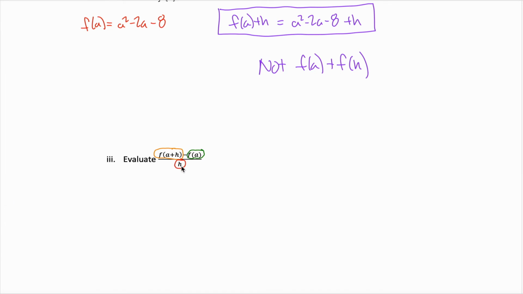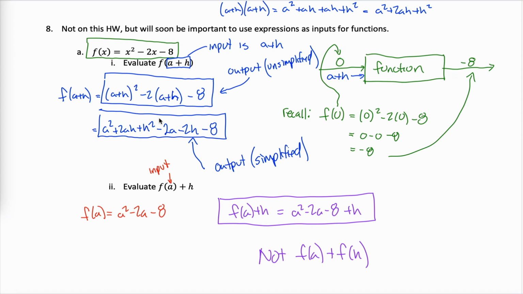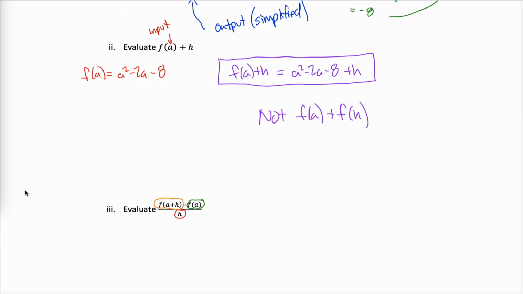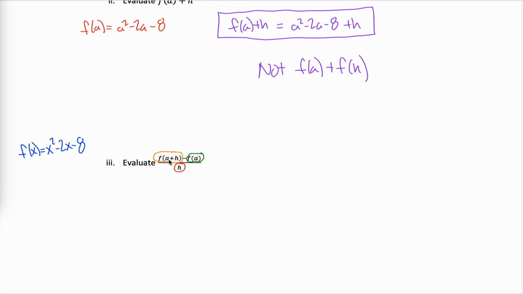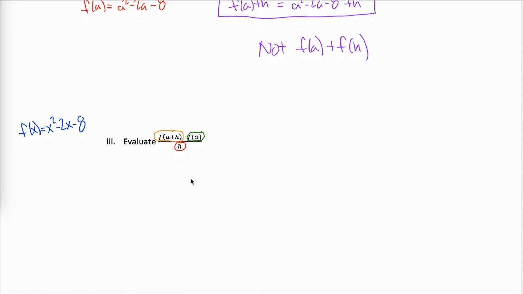Note that it's not f of h, so I'm not taking this h and putting it into my machine. My machine is still the same machine. I'll copy it down here for convenience. Really what's going on is I have questions inside questions. I want to figure out the orange question, then the green question, then the red question, then put those all together and see how this thing simplifies.